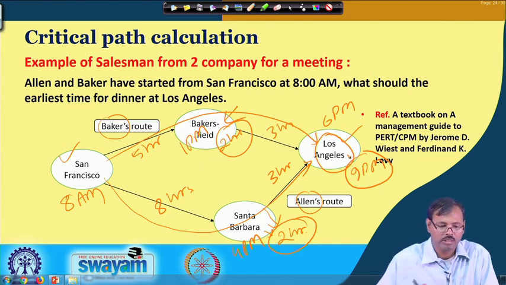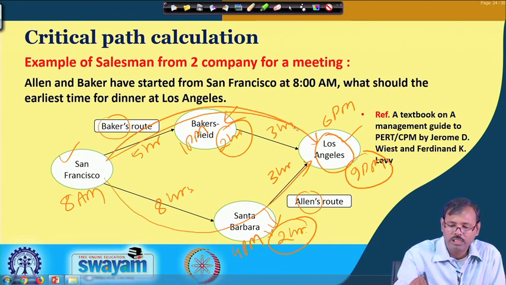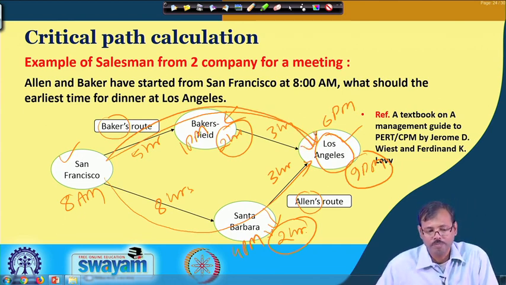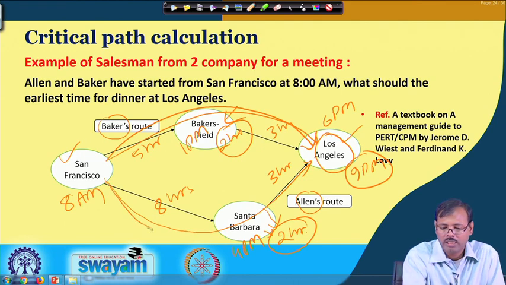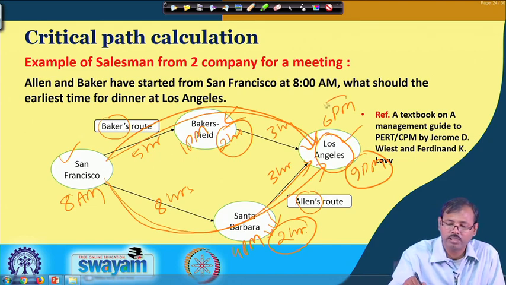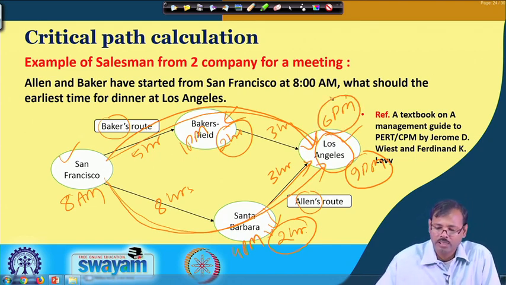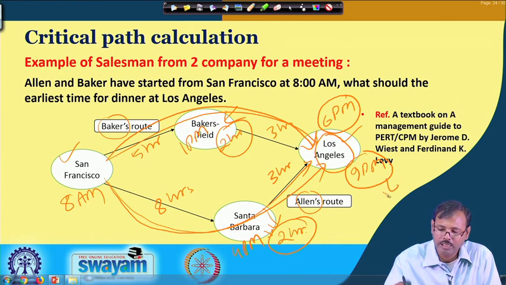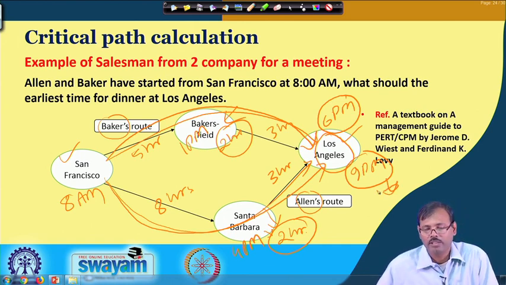First path, the one Becker has taken, will lead Becker to Los Angeles at 6 p.m. The second path, which Allen has taken, will allow Allen to reach Los Angeles at 9 p.m., and they have a meeting there. That means, though Becker reaches Los Angeles at 6 p.m., Becker cannot attend the meeting. So, the meeting cannot be fixed at 6 p.m., but the meeting can be fixed at 9 p.m. only when Allen reaches there.